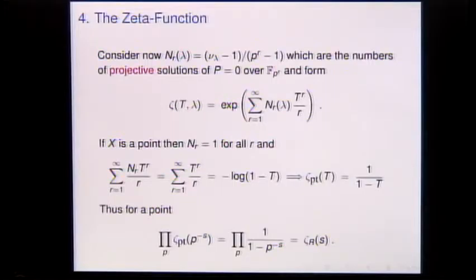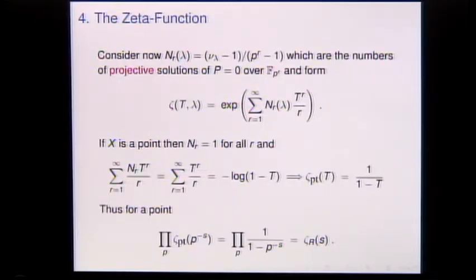The r here means that we are working now over F_p^r, right? So we have one of these numbers for each r. And we put these numbers together in this famous zeta function, given by this formula, right? It depends on a formal parameter t and lambda, of course. We have a family of these. And of course it depends on p, the value of p. I should have a p here.